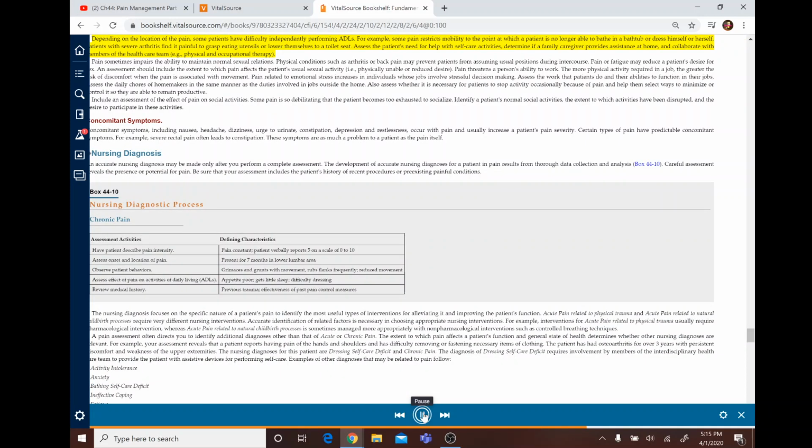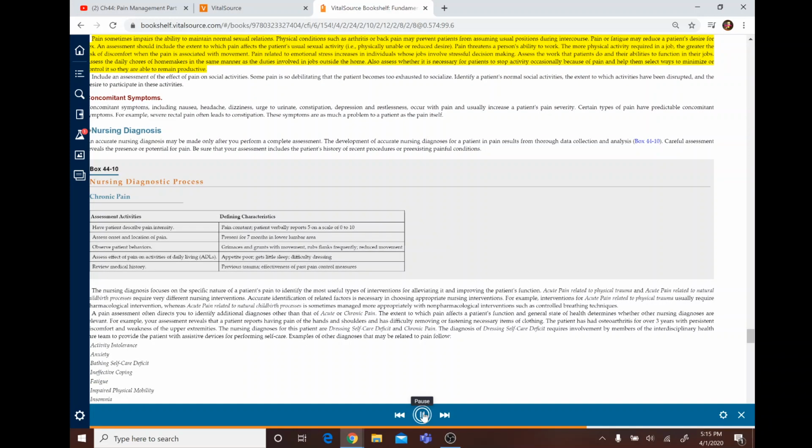Right. Depending on the location of the pain, some patients have difficulty independently performing ADLs. For example, some pain restricts mobility to the point at which a patient is no longer able to bathe in a bathtub or dress himself or herself. Patients with severe arthritis find it painful to grasp eating utensils or lower themselves to a toilet seat. Assess the patient's need for help with self-care activities, determine if a family caregiver provides assistance at home, and collaborate with members of the healthcare team, for example physical and occupational therapy.